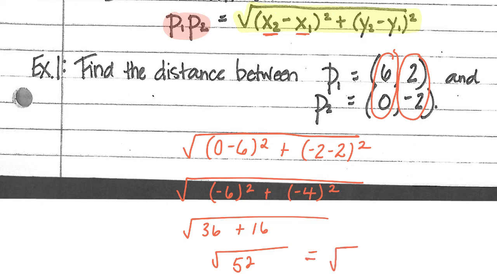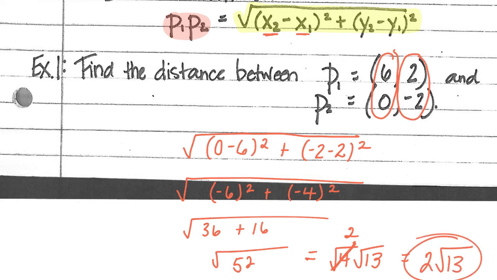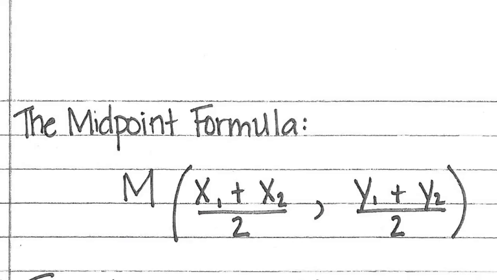I know that this could reduce to be 4 times 13, and the perfect square root of 4 is 2 root 13. So that is the distance between 2 points. The midpoint formula is another formula that you guys have used a lot. The midpoint formula tells us that the midpoint is the average of 2 points. So notice I'm just taking the 2 x's and dividing by 2, and I'm taking the 2 y's and dividing by 2.